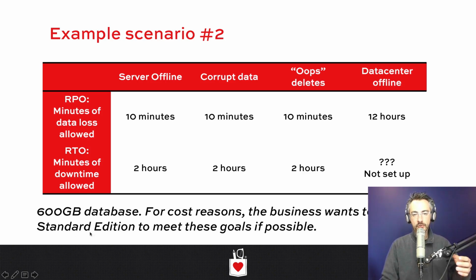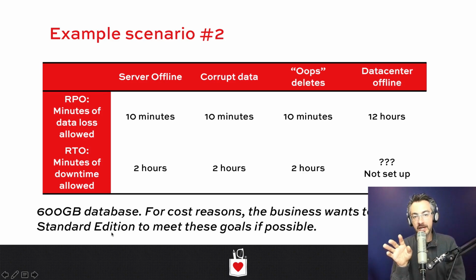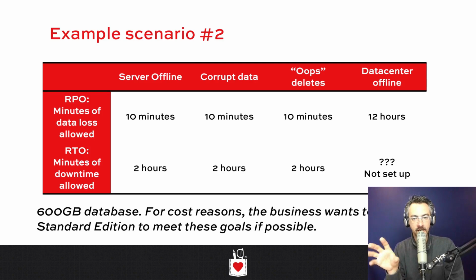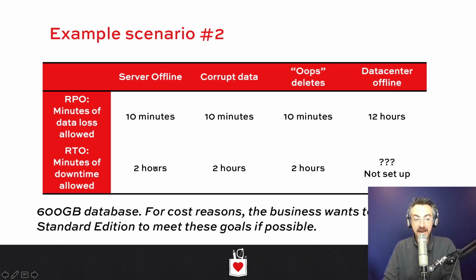But these guys are also cheap. They want to use Standard Edition only. They don't want to go to Enterprise Edition if they can avoid it. This is really just a big monster reporting server, and they're okay with queries being a little bit on the slow side. I say big monster, 600 gigs isn't that big these days, but you get a rough idea where we're going here. For server offline, in the event that I lose my primary, we're willing to lose 10 minutes of data, and we're willing to be down for 2 hours.